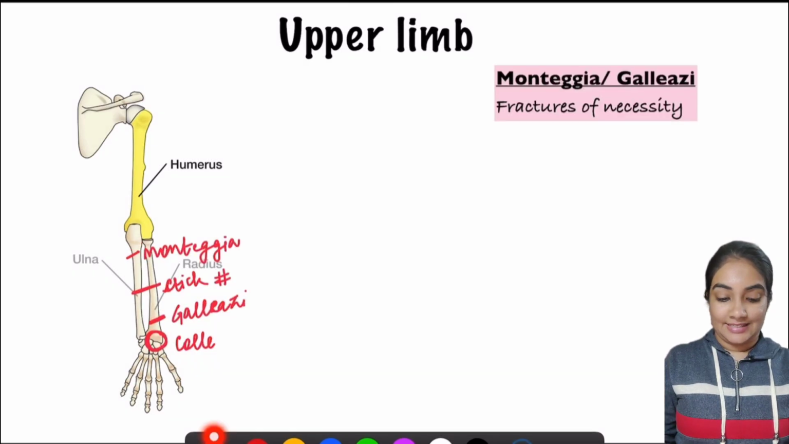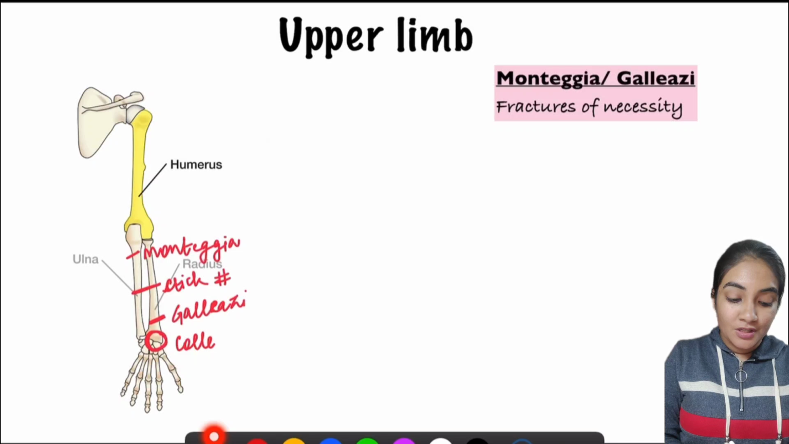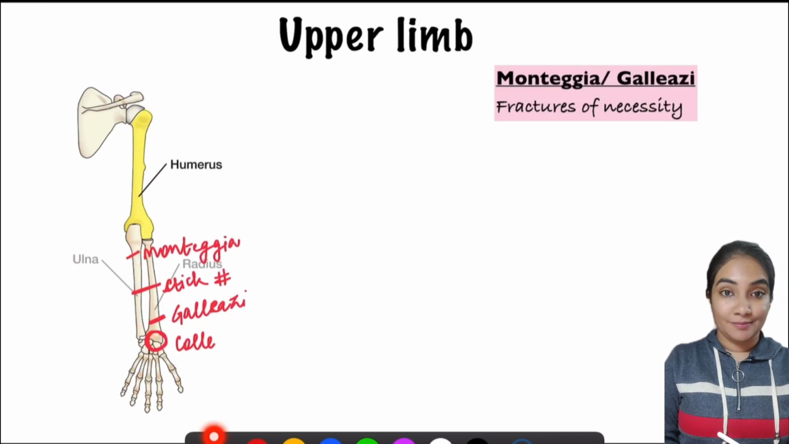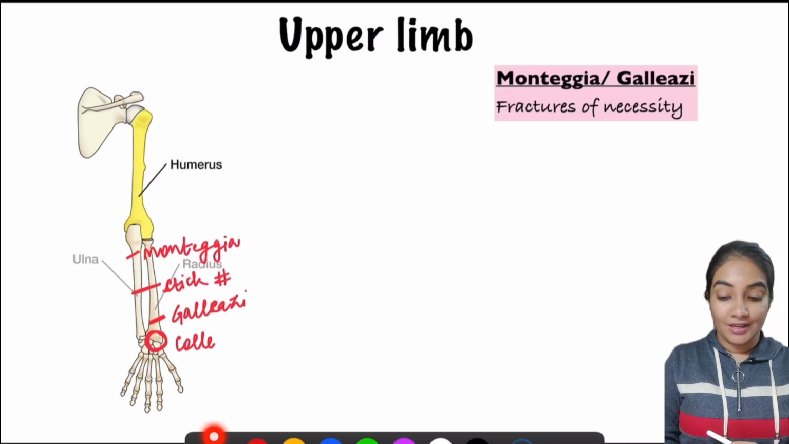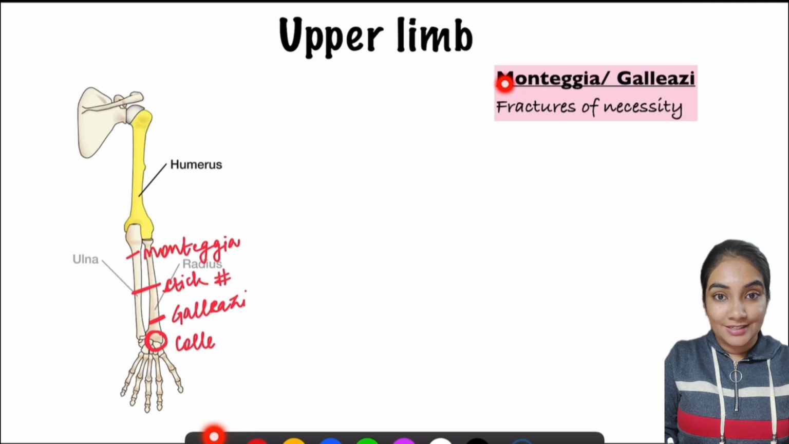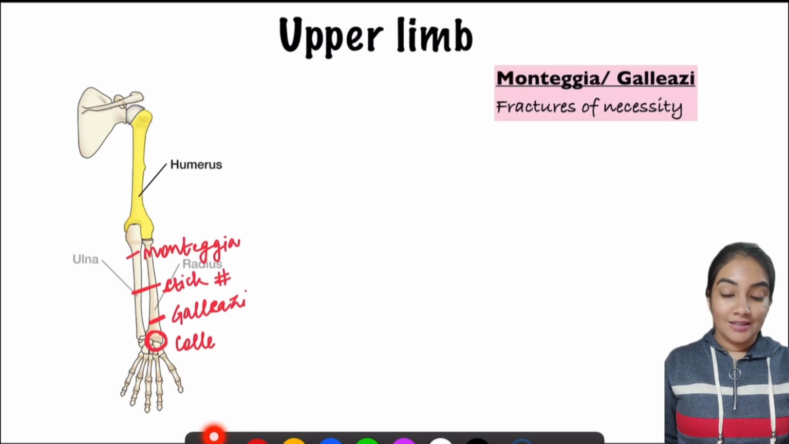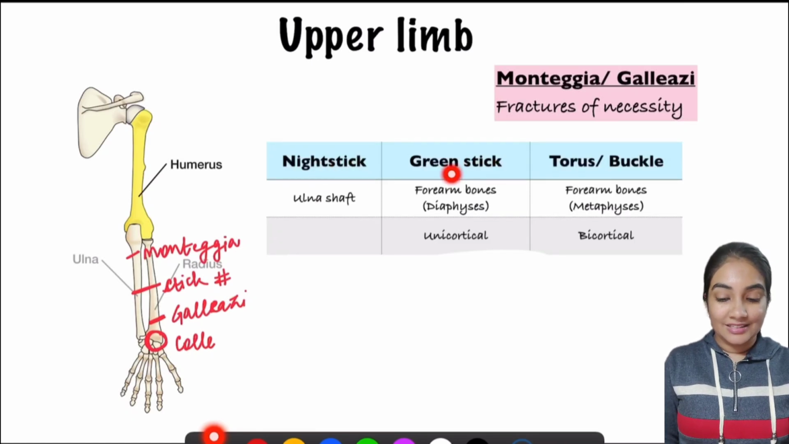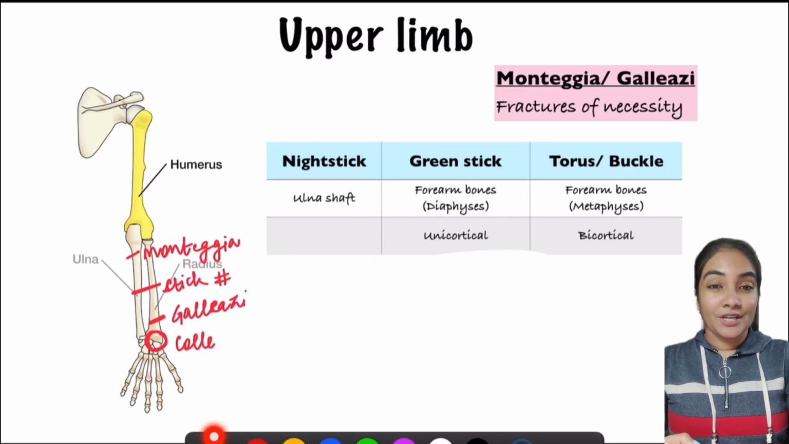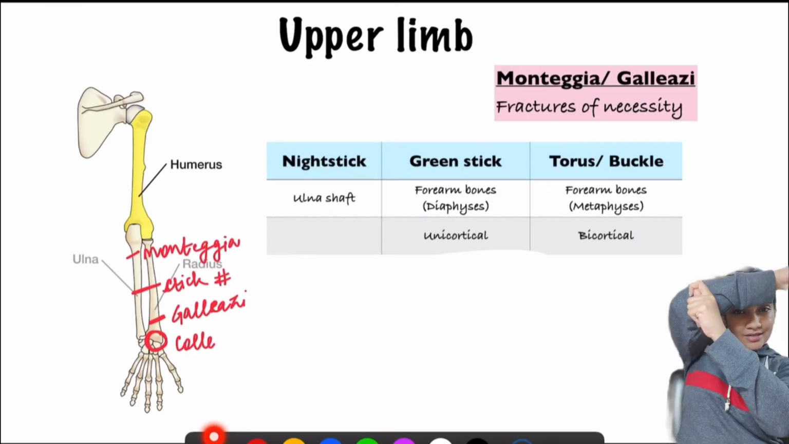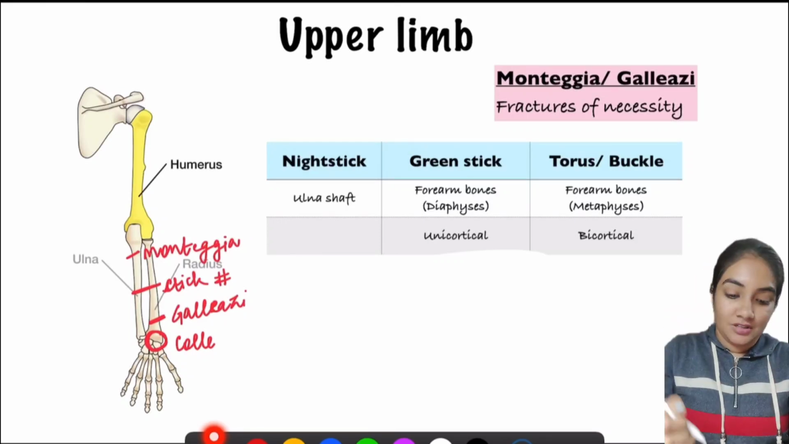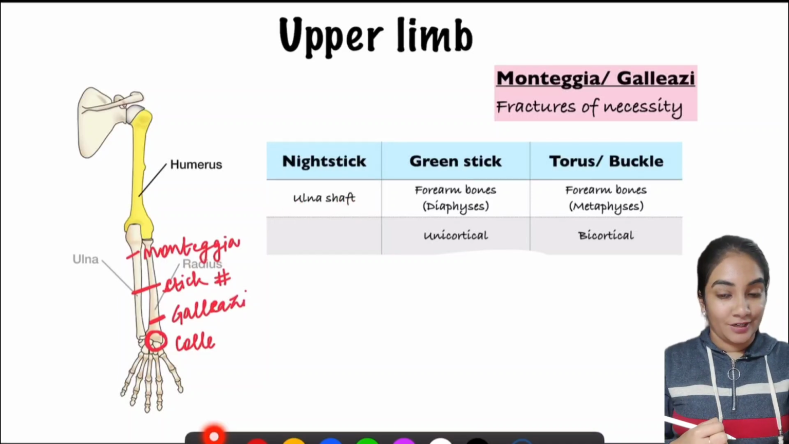So Monteggia and Galeazzi. Monteggia is the fracture of superior part of ulna as seen in the image, and Galeazzi is the fracture of lower part of the radius. Okay, both of these are fractures of necessity and they need to be treated immediately. Then the stick fractures. What do we mean by stick fractures? It is basically nightstick, greenstick and torus or buckle fracture. Nightstick fracture is that if someone hits you with a stick in the night, you will protect yourself like this. The stick comes down, so your ulna is fractured. So ulna shaft fracture is nightstick fracture.